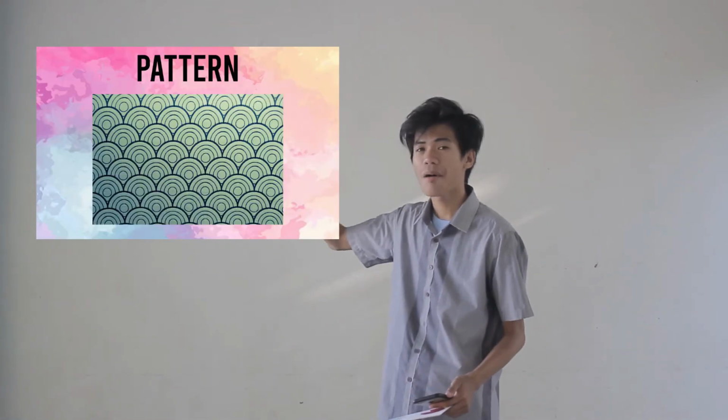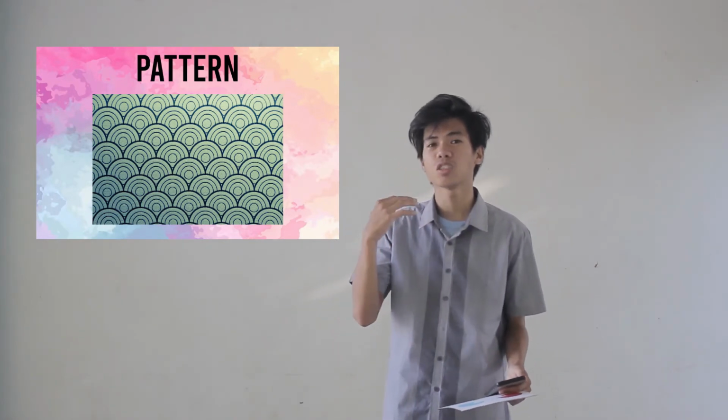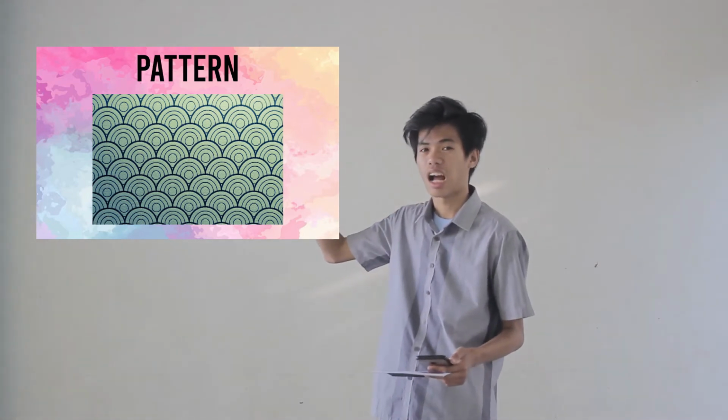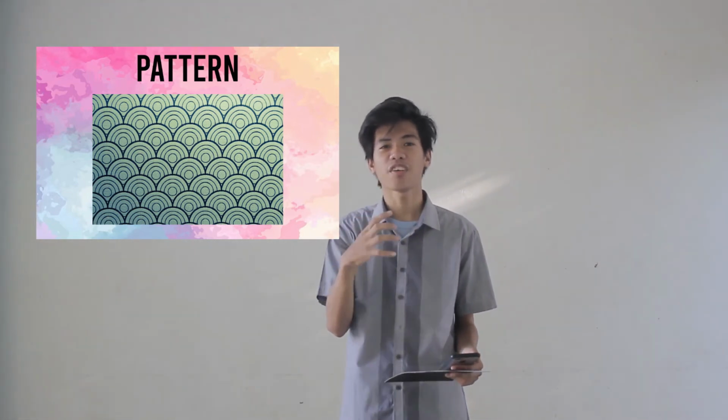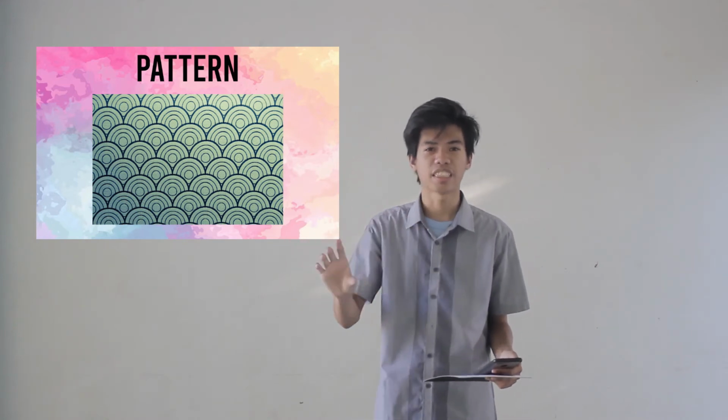Next is pattern. In the picture, you can observe a set of leaves that can also be called a pattern, because pattern is something that gives you sets of things that are uniform or have a repetition. Okay, so we are done discussing the principles of art.